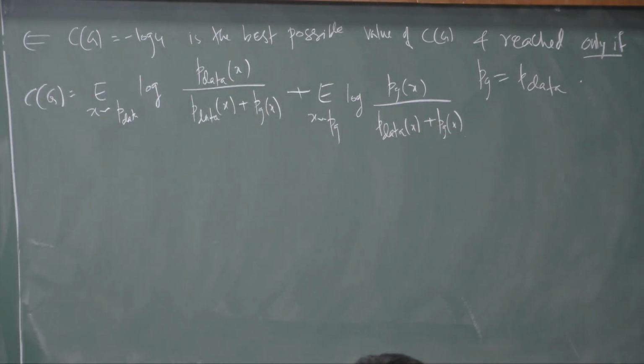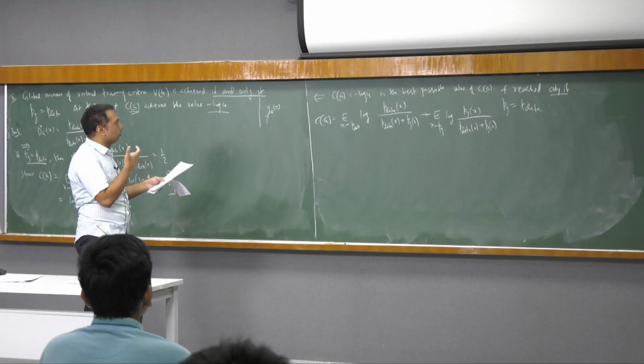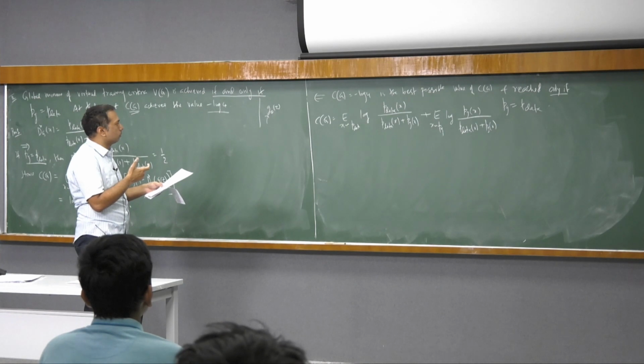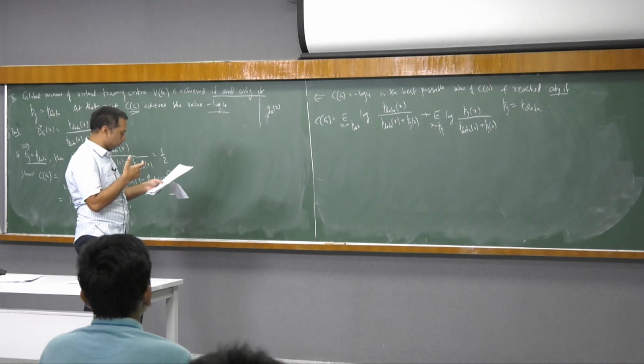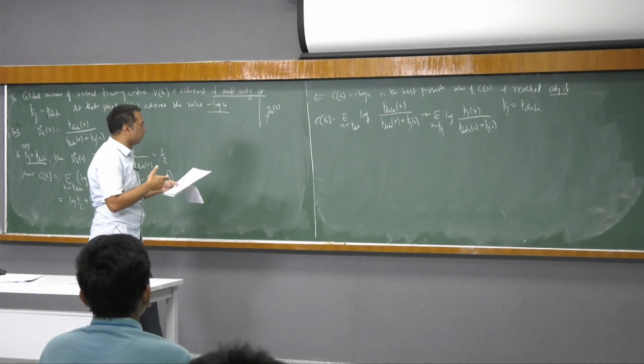So this is our CG, right? When we have maximized over the D, then the D takes P data by P data plus PG. That's what we have done. Now, what should we do to make it? We have to prove that it is maximum minus log 4. Okay, that's what we are supposed to prove. Its maximum is minus log 4.